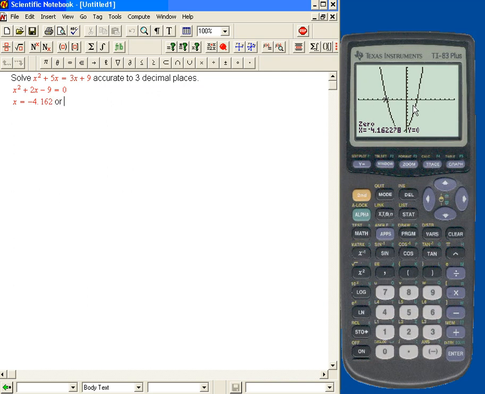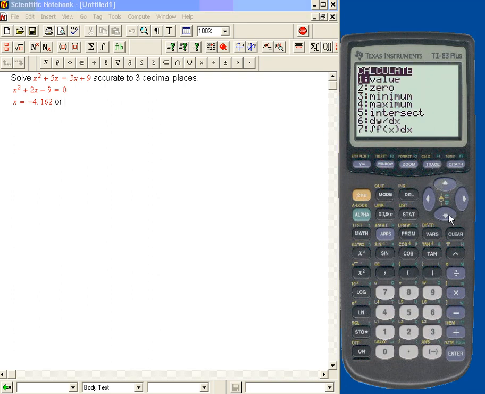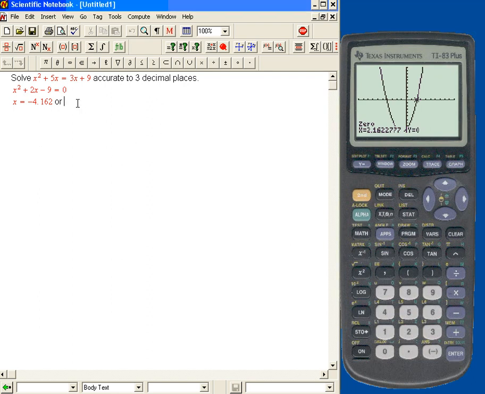Now we need to find the other answer, this answer over here. To find this answer over here, we go through the process again. Second, calculate, which is on the trace button, use the 0. We need a left bound, so we want to be somewhere to the left of this spot. This will work. It's a long way to the left, but it'll work. Somewhere to the right, so we move over some more. Now we're over here to the right of the spot, so we hit enter. Finally a guess. Calculator thinks briefly and tells us that our second answer is x equals 2.162.